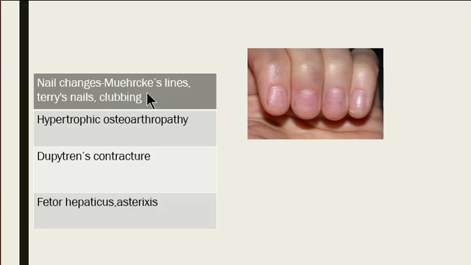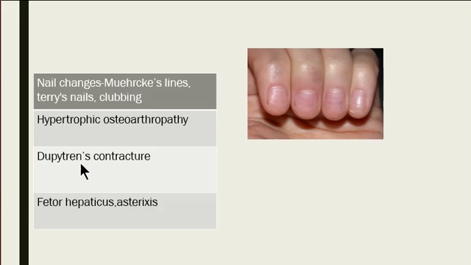So we know that the angle between the nail plate and the proximal nail fold increases in clubbing, right? So this is not specific for cirrhosis, but it is one of the things that we can also observe. Apart from that, we have hypertrophic osteoarthropathy. There is chronic periostitis of the long bones, and it might also be very painful.